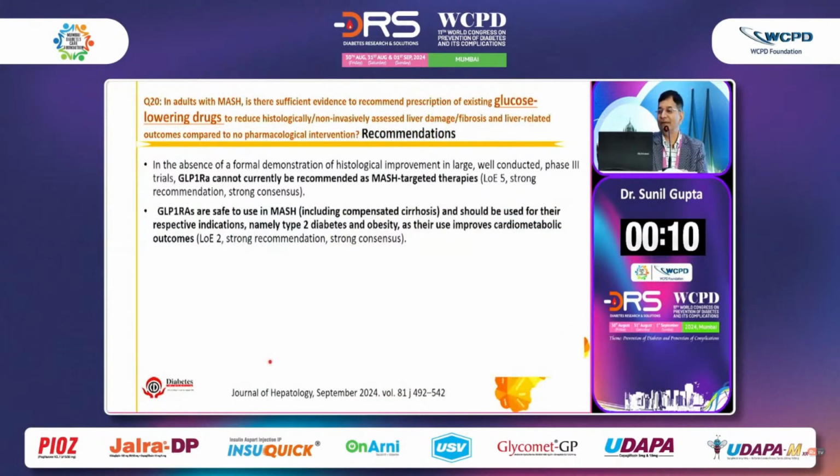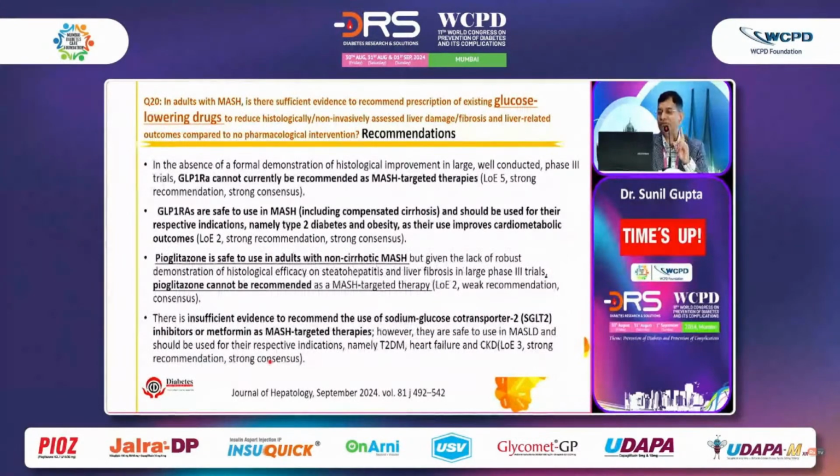In adults with MASH, for glucose lowering, GLP-1 analog cannot currently be recommended as a MASH targeted therapy. We still have data coming up, but as MASH targeted therapy, no. But for weight reduction and glucose lowering efficacy, yes. GLP-1 analogs are safe to use in MASH, including even compensated cirrhosis. So in any case of cirrhosis, any stage of liver disease, you can use GLP-1 analog. Pioglitazone is safe to use in adults with non-cirrhotic MASH, but again cannot be recommended as MASH targeted therapy.